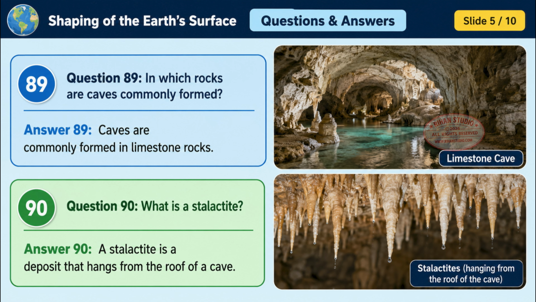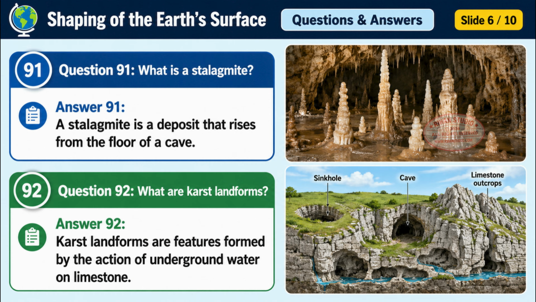Question 90. What is a stalactite? Answer 90. A stalactite is a deposit that hangs from the roof of a cave. Question 91. What is a stalagmite? Answer 91. A stalagmite is a deposit that rises from the floor of a cave.